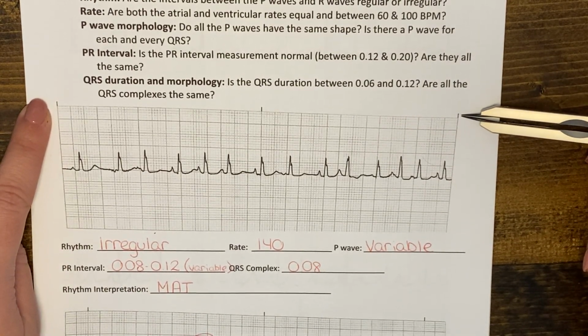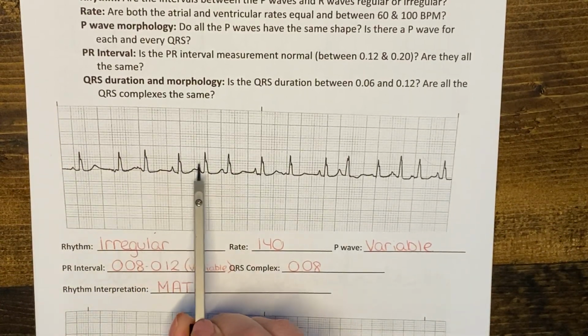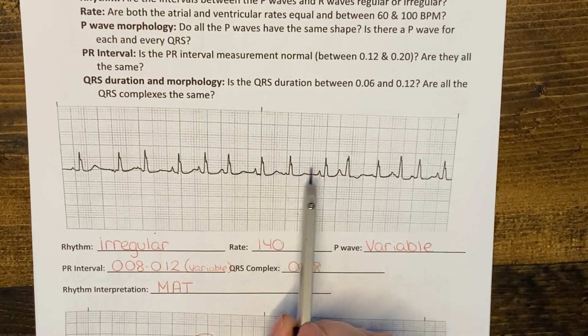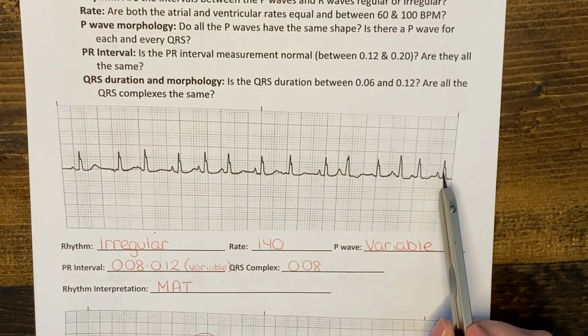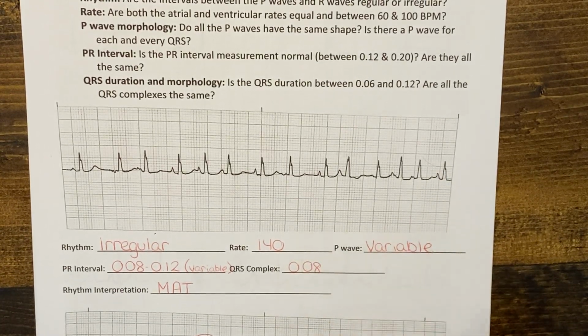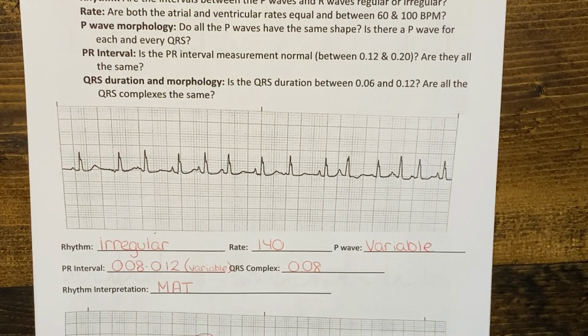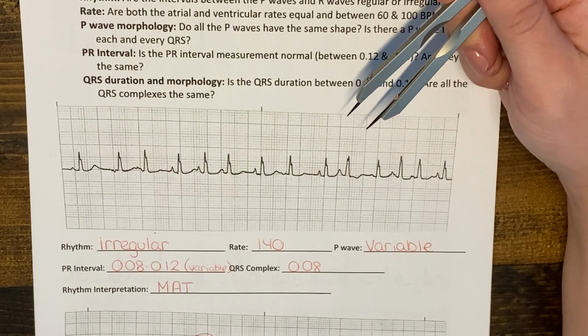So we'll count the number of QRS complexes, which is 1, 2, 3, 4, 5, 6, 7, 8, 9, 10, 11, 12, 13, 14. Times 10 gives us a heart rate of 140. When we look at our P wave, we can see that we don't have a P wave with every QRS, or we see that the P waves that are there look different.